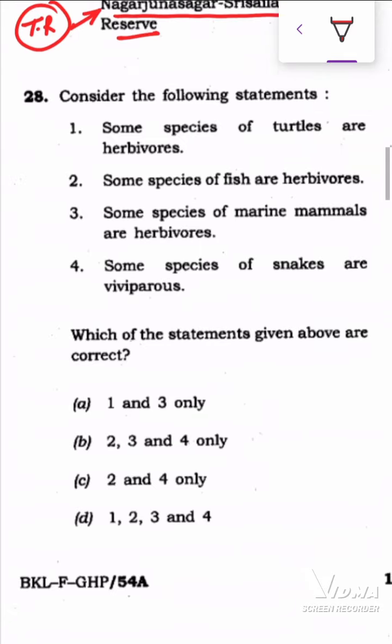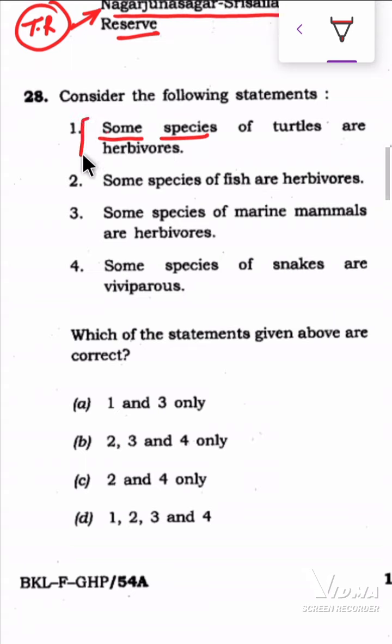This question is a bit tricky. Consider the following statements. Some species of turtles are herbivorous. Some species of fish are herbivores. Some species of marine animals are herbivores. Some species of snakes are viviparous. So we have seen "some species".